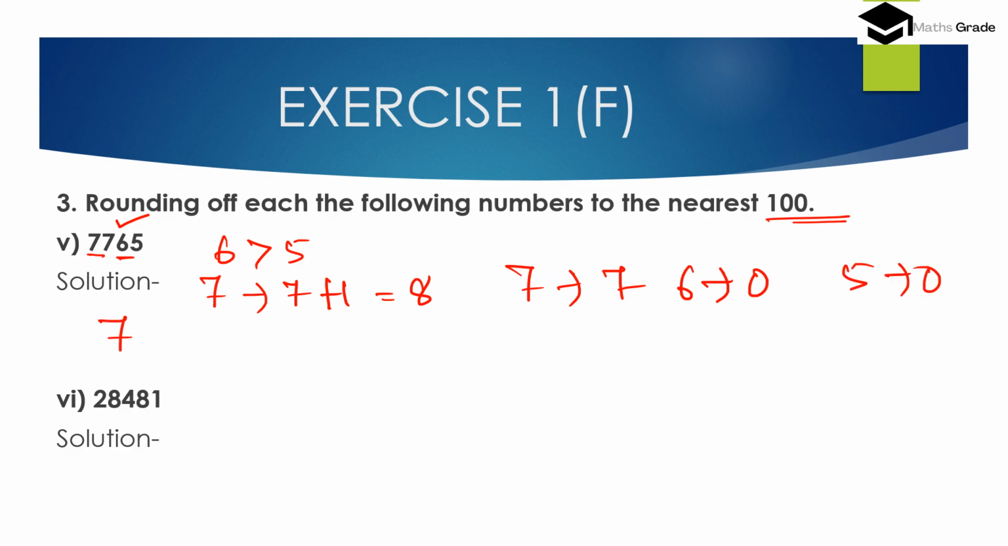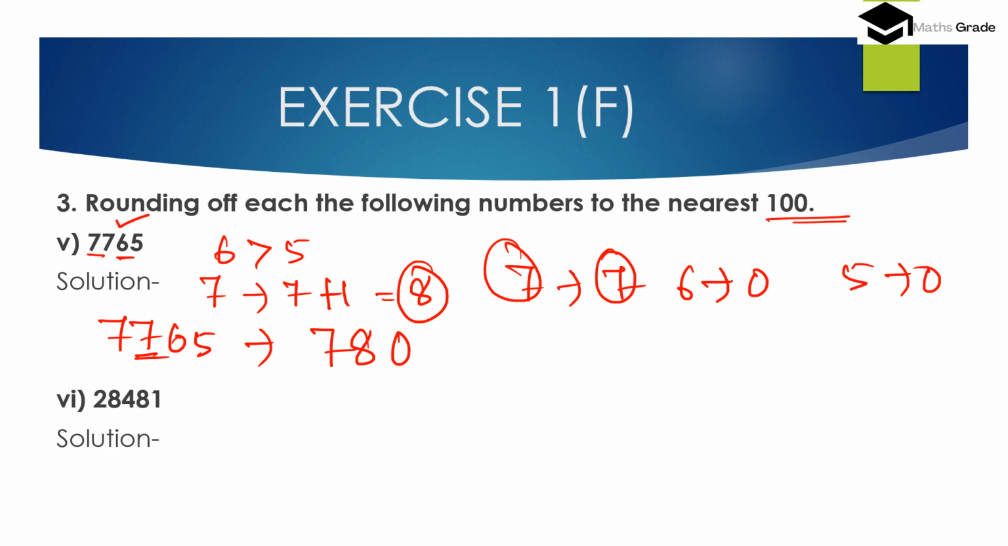Now 7765 rounded to the nearest hundred will be: this 7, 7 only. This 7 changes to 8, and this 6 changes to 0, and this 5 changes to 0. Now 7765 rounded to the nearest hundred will be 7800.